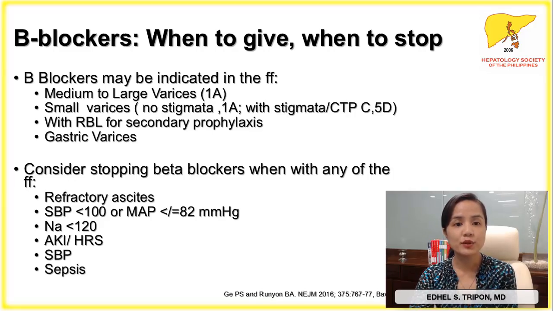Beta blockers for prophylaxis may be warranted in patients with documented varices, and as secondary prophylaxis also for those who have had previous bleeding. However, we should use them with caution whenever we encounter them in patients with advanced disease, specifically patients who already have refractory ascites, hyponatremia, acute kidney injury or hepatorenal syndrome, spontaneous bacterial peritonitis, or episodes of overt sepsis.